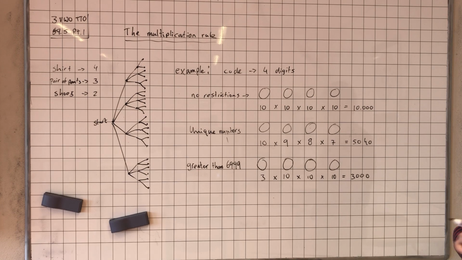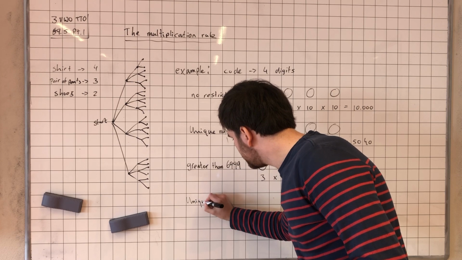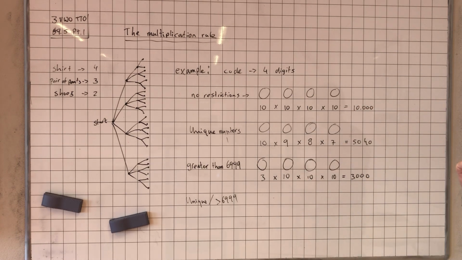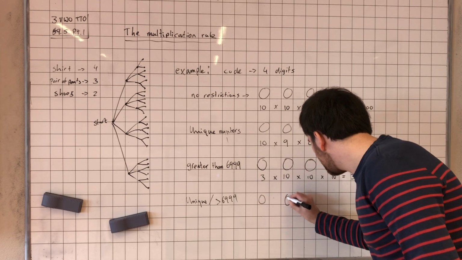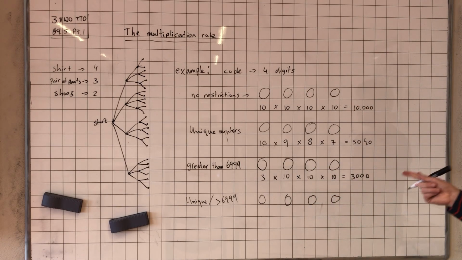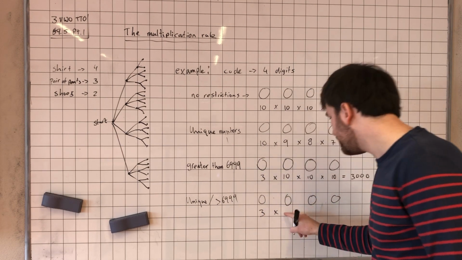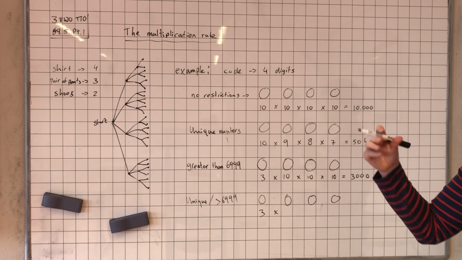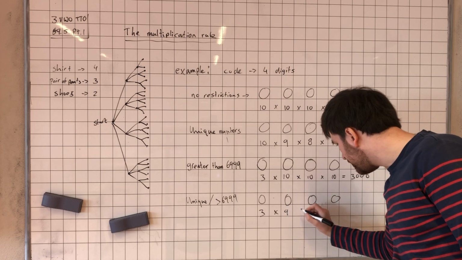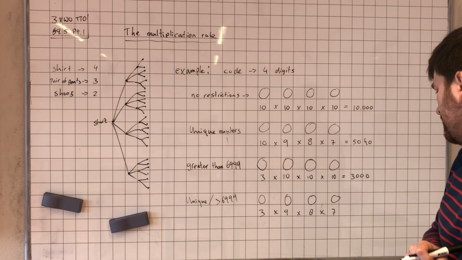We can also combine these 2 restrictions, so we want unique numbers over 6,999. Then what is going to change? Obviously there are, oh careful, there are going to be fewer numbers. For the first digit nothing changed, there are still 3 numbers we can use. But now things do change. We don't want to use the same number again, so if we use an 8 over here, we're not allowed to use it over there. So 3 times 9 times 8 times 7. It's basically combining these 2 things.